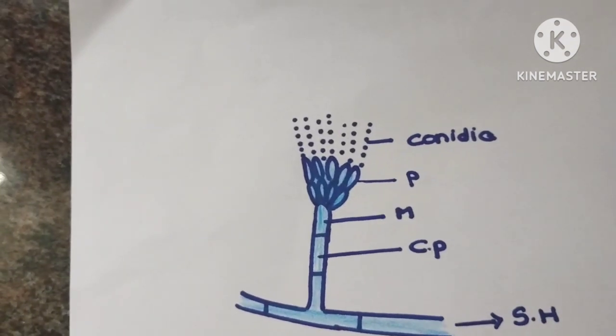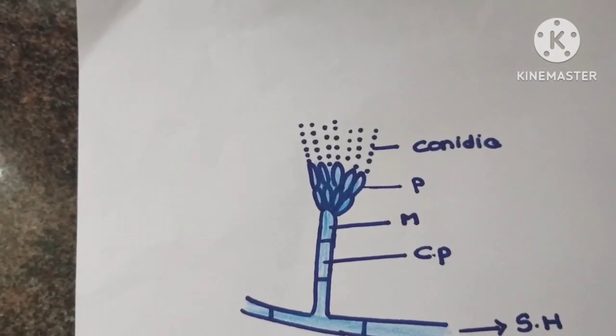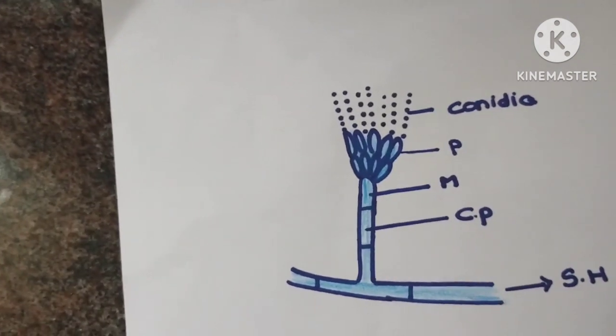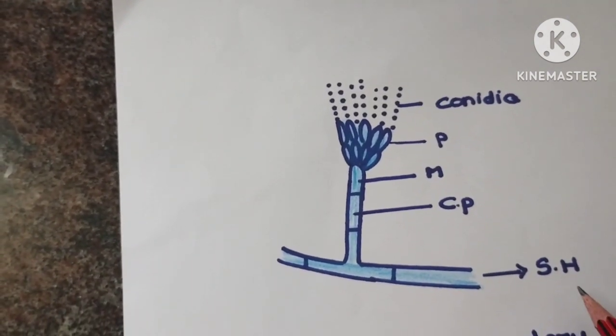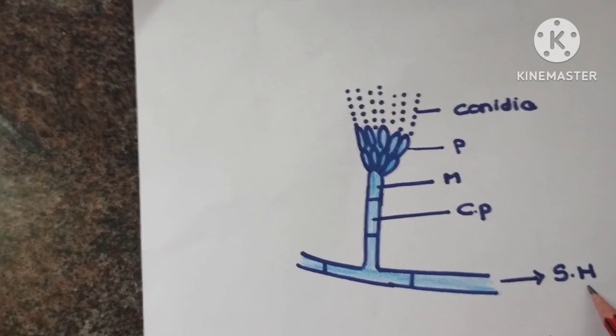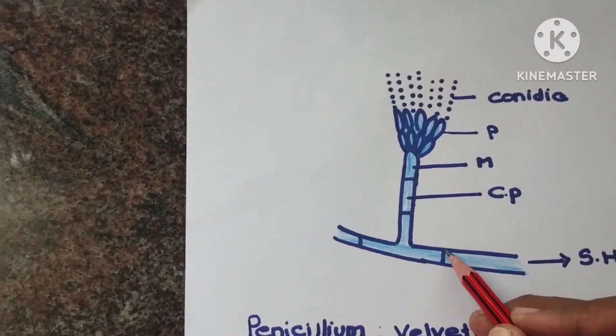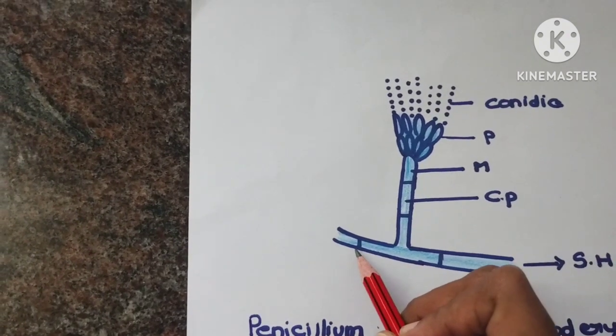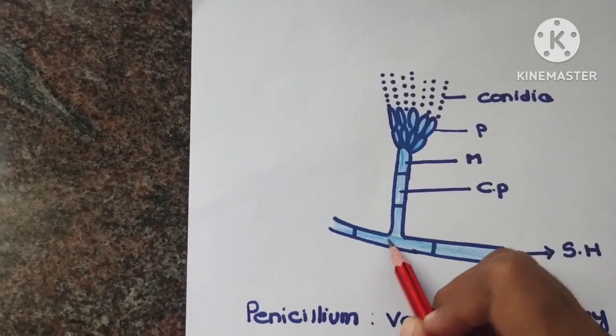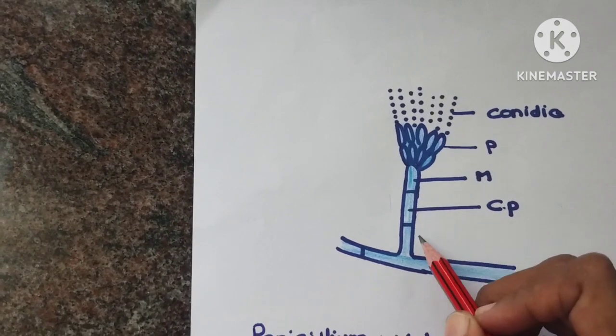So today we will discuss how we can differentiate Penicillium. First point, you want to know whether it is septate or aseptate hyphae. Penicillium has septate hyphae, so there is a septum in the hyphae, and from this septum arises a conidiophore.